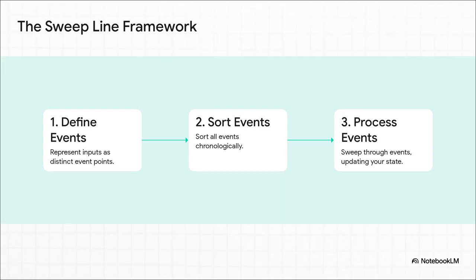And that brings us to the core framework. Seriously, you're going to use this for every single sweep line problem. It's a super simple three-step recipe. First, you define your events, in our case, an arrival or a departure. Second, you sort all those events, usually chronologically. And third, you just sweep through them one by one, updating some key piece of information we call the state.